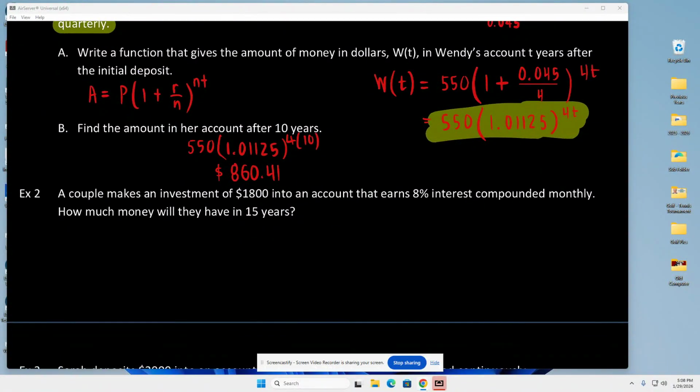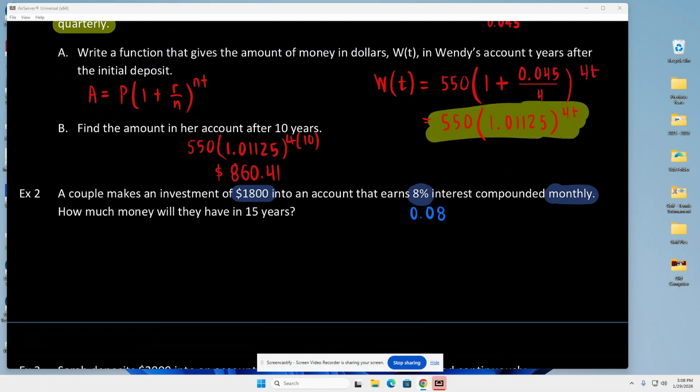Okay, look at this one. A couple makes an investment of $1,800. That's P. Into an account that earns 8%. Okay, that's 0.08, right? Look, I moved that decimal 2 places to the left. 0.08. And it's compounded how? Monthly. Monthly is 12.